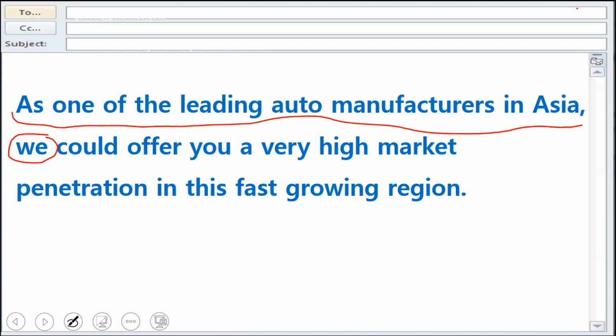High market penetration means that they are very successful. They have a large share of the market in a certain region. And fast-growing region, of course, means it is growing very rapidly, very quickly. It is expanding very quickly. Okay, so this is a good example here. What is a mutual benefit, or what can we do for you?